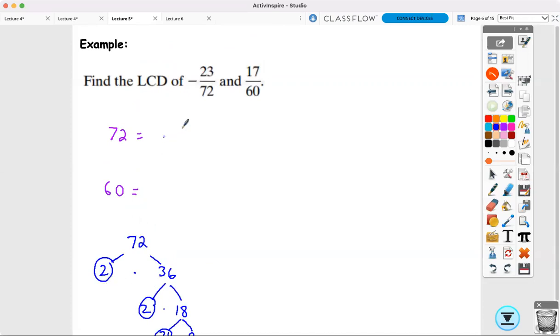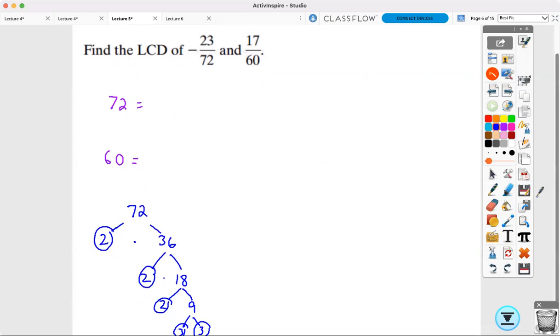So 72 is the same thing as, let me scroll down a little bit, 2 times 2 times 2 times 3 times 3. And now if you want to show that it's 72, get your calculator out that you have.